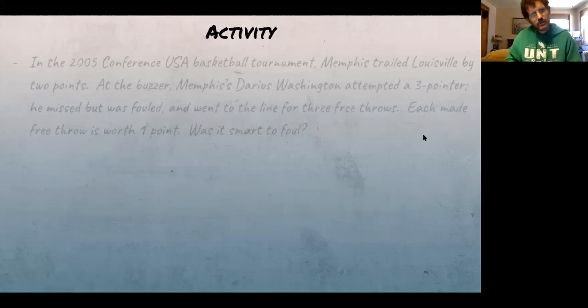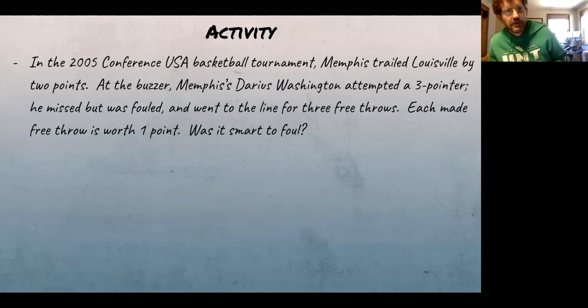Okay, now let's jump into this. In the 2005 Conference USA basketball tournament, Memphis trailed Louisville by 2 points. At the buzzer, Memphis's Darius Washington attempted a 3-pointer. He missed but was fouled and went to the line for 3 free throws. Each free throw is worth 1 point. Was it smart to foul?